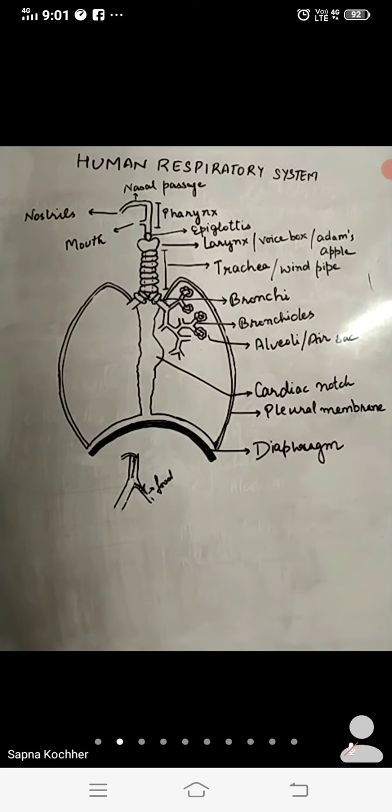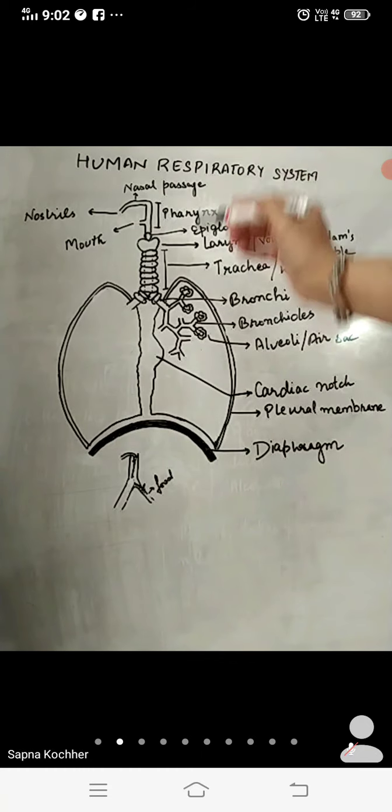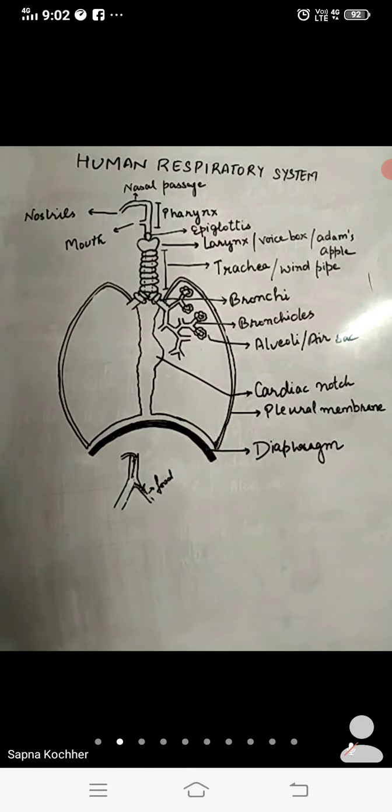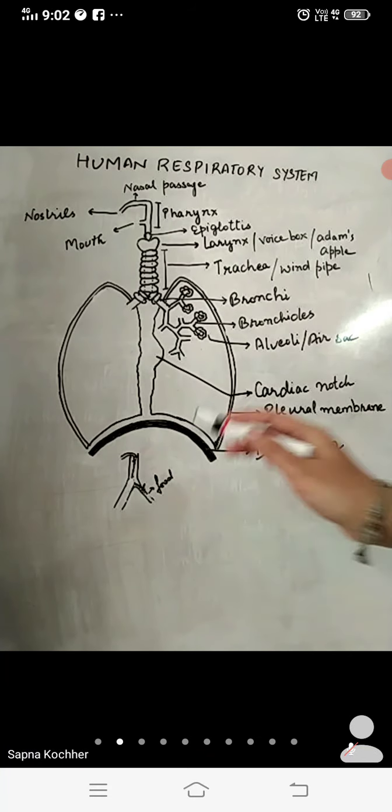Epiglottis is a flap-like structure which is present at the opening of the windpipe, and this prevents the passage of the food towards the windpipe. Right? How it does? So this is all I have explained here.